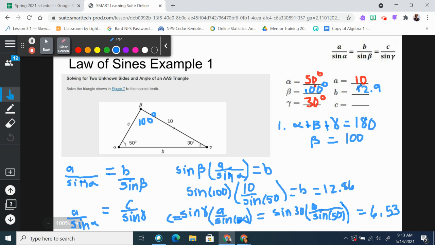If I'm going to round to the nearest tenth, it's just going to be 6.5. So now I have all three angles, all three sides. I've solved a triangle. So up next, you're going to have an opportunity to try one on your own.